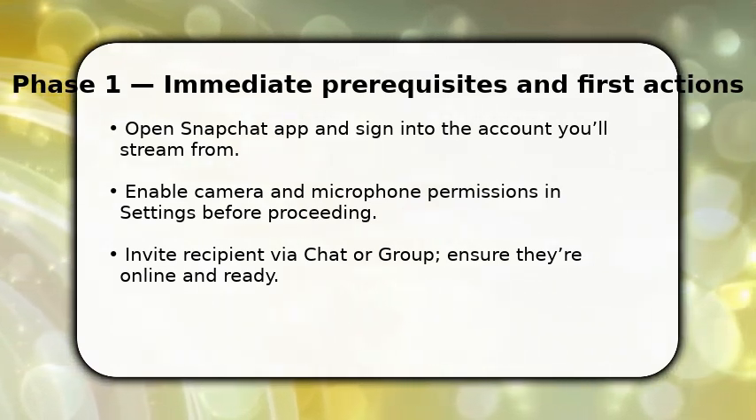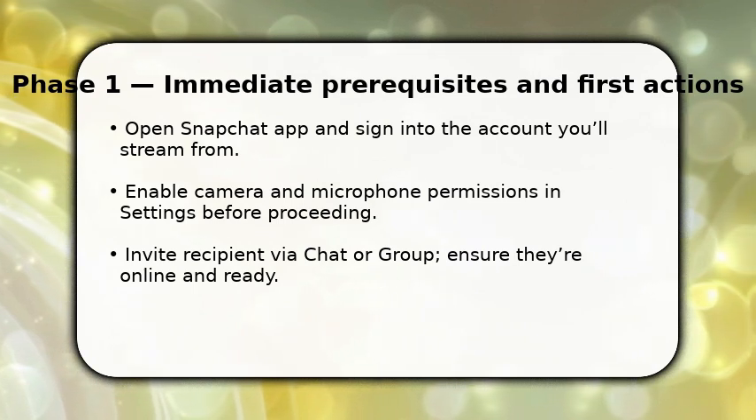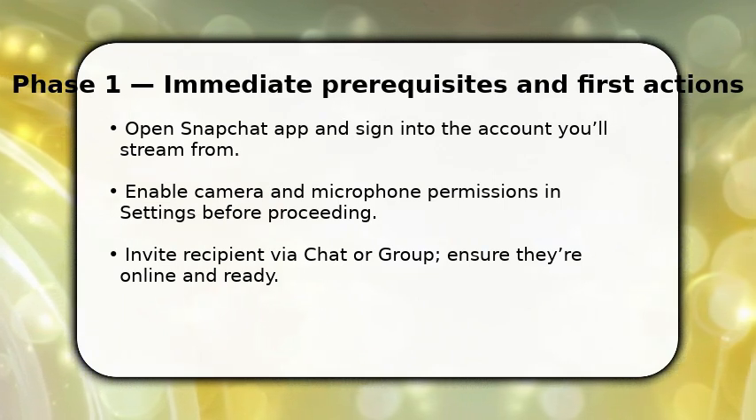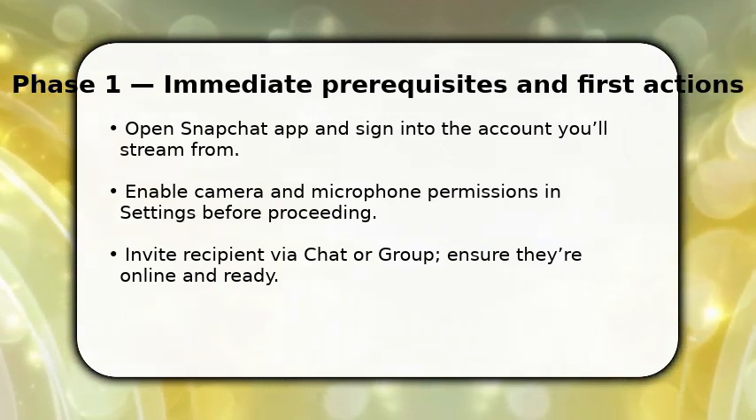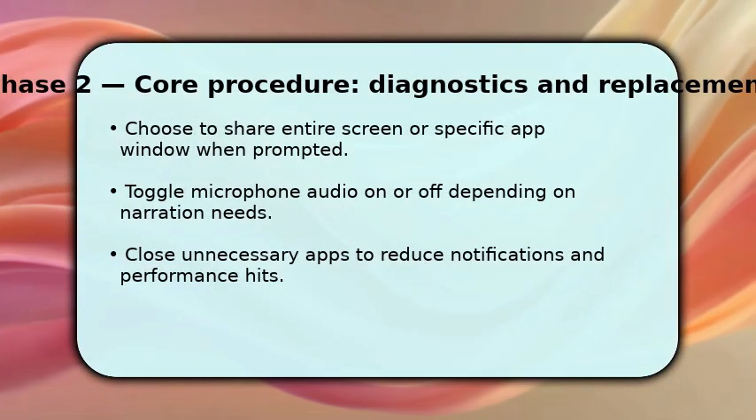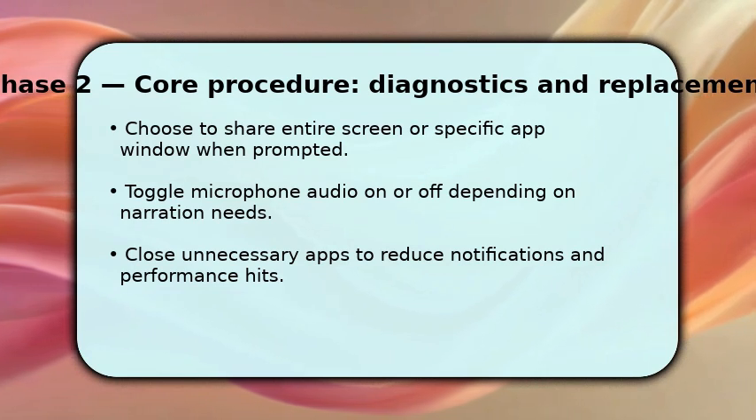This initiates the process. You're acting immediately, not prepping later. Doing these steps now prevents permission errors and speeds up connection when the recipient answers. Once you start sharing, choose whether to broadcast your entire screen or a specific app window depending on privacy needs.